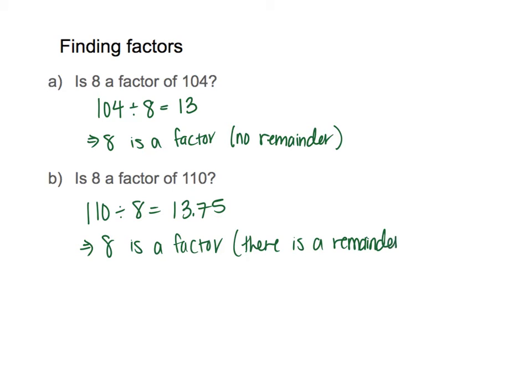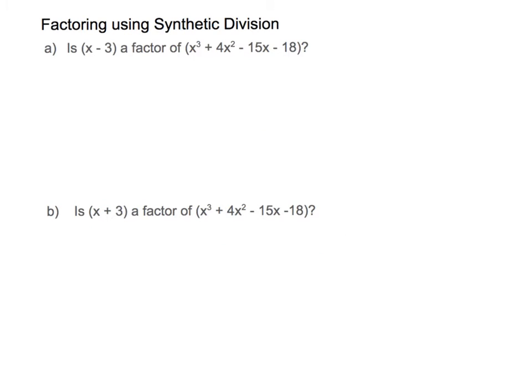So if your remainder is not 0, then that means you have a remainder and it's not a factor because it didn't divide evenly. You have leftover numbers. So what we're going to be doing is taking a polynomial and dividing it by a factor and seeing if it is a factor of that polynomial, if it divides evenly or if the remainder is 0. So let's do a couple examples here to test out if this factor, x minus 3, is a factor of this polynomial. So what I have to do is basically divide this into this polynomial to test that out.